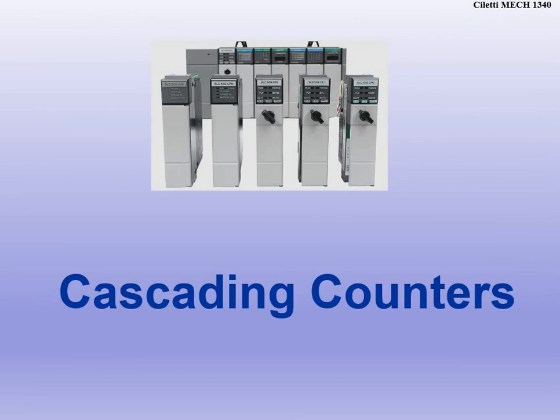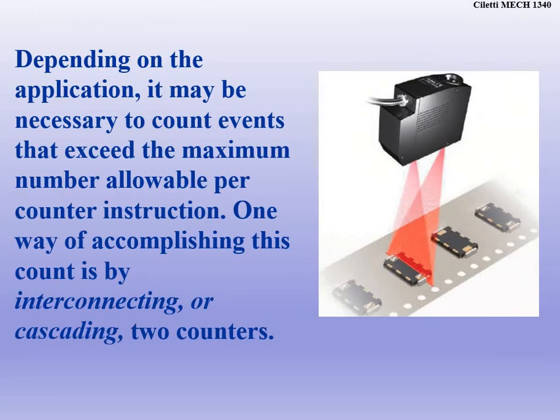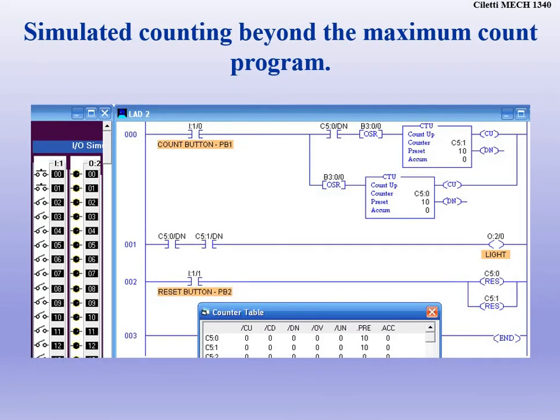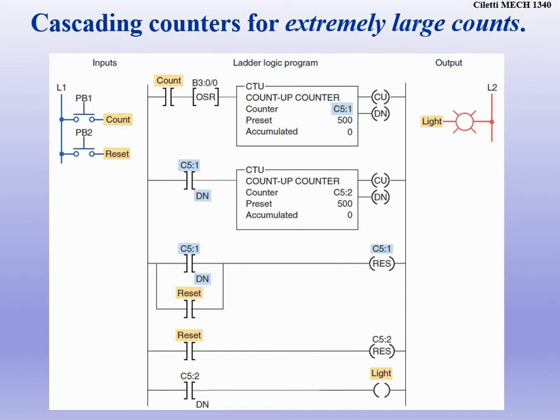Lastly, cascading counters, just like we have with cascading timers. It might have us calculate events that occur when we exceed the maximum number allowable per counter instruction. We can do that by cascading a couple of counters here. That will help us get above and beyond the maximum count in a specific program, because counters might be set to only count a certain amount. We want to be able to keep going through our operation, keep counting to go above and beyond the maximum count that we have in a program, for when we have really, really large count values and things like that.